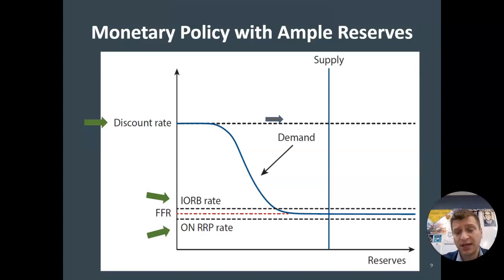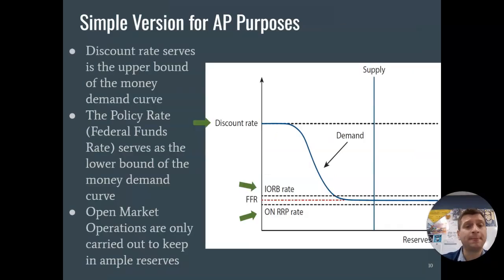It should always be on the horizontal portion of the money demand curve that you see there. If it was on the downward sloping portion, that would be the limited reserves regime. And that is not what we are going to be looking at. So always keep the money supply curve on the right-hand side there.